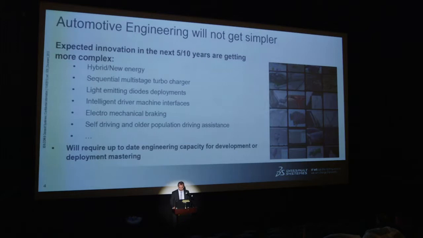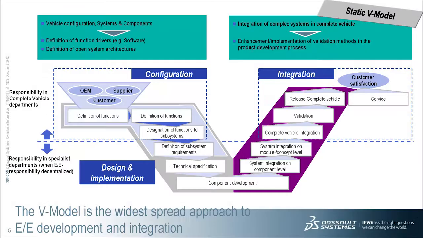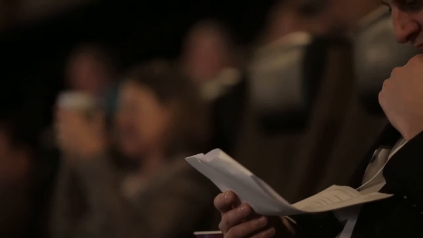This is a simple representation of the V-cycle that everybody knows. This V-cycle is up to now too linear, where we wait until the end of the process to have the physical product, to realize some tests and integrate everything. And it's too late. We have many recalls. For instance, in automotive, we have a lot of recalls every 6 months. You can see companies recalling cars. So we need to improve collaboration in terms of simulation.